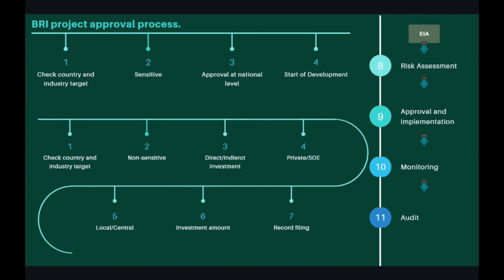The project approval process in China involves two different processes for sensitive and non-sensitive projects. Currently, environmental consideration is not embedded in the process. I believe it is possible to integrate EIA into some steps like risk assessment, approval, monitoring, and auditing. We can go deeper into integrating transboundary EIA in each step of project approval, but that is out of the scope of this presentation. Our recent papers address this in greater detail, so I'll go ahead and end this here. Thank you very much.